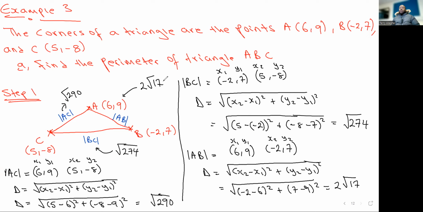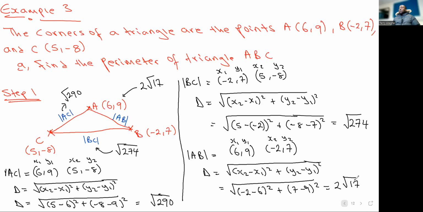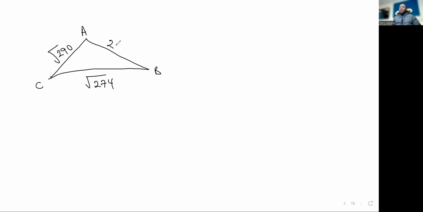All right? So now we can draw the triangle again, just to be clear. So we have A, B, and C. We said our AC was square root of 290. Our BC, square root of 274, just to be sure. Yes, and the AB was 2 root 17.